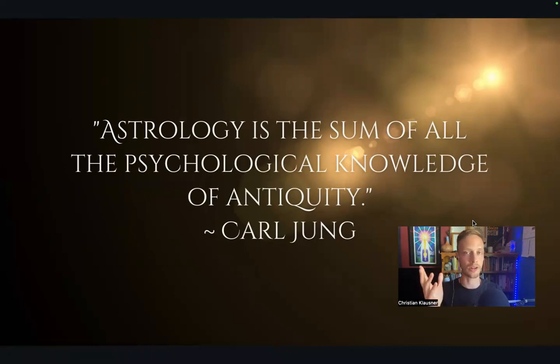Here's an amazing quote by Carl Jung. Astrology is the sum of all the psychological knowledge of antiquity. Okay. So there he is basically saying what I'm going to show you here today. Astrology is the sum of all the psychological knowledge of antiquity.